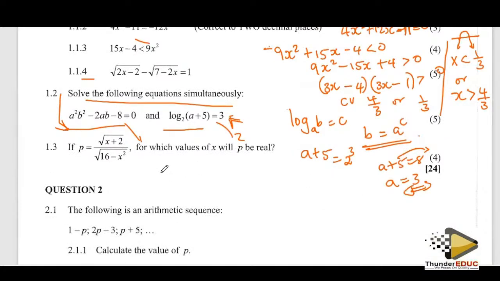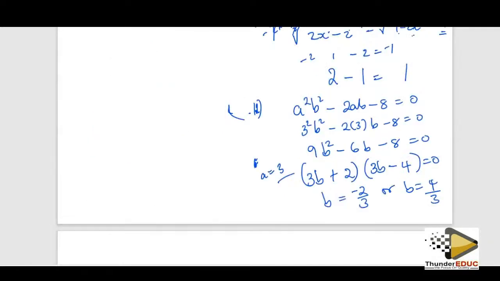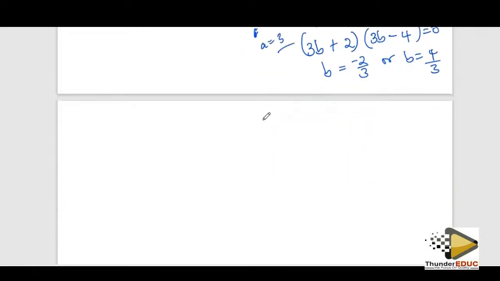1.3. If P is this, for which values will this be real? So from our nature of roots, we say that the discriminant must be greater than 0 for the roots to be real. And in this case, our discriminant is basically what we are finding under the root signs. Okay. So scenario number 1, I'm going to say x plus 2 must be greater than 0. Then this gives me x being greater than 2. That is the first condition.